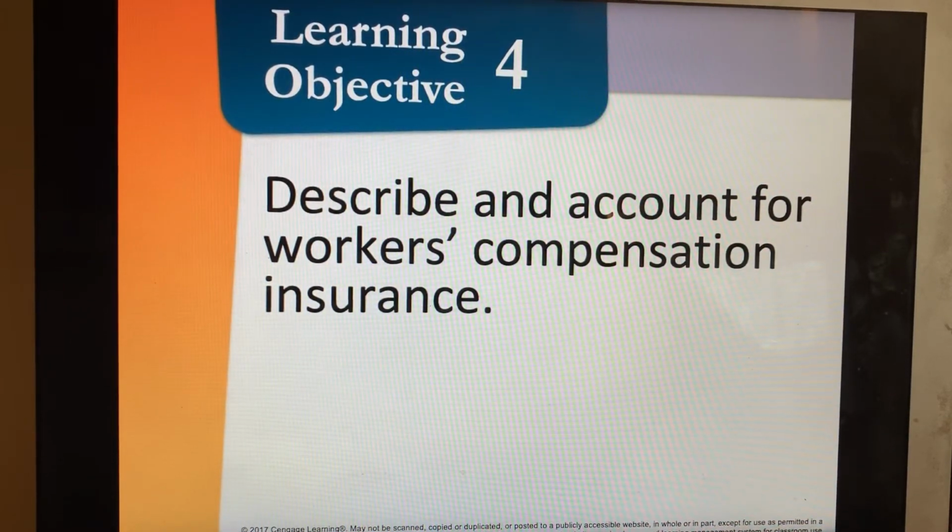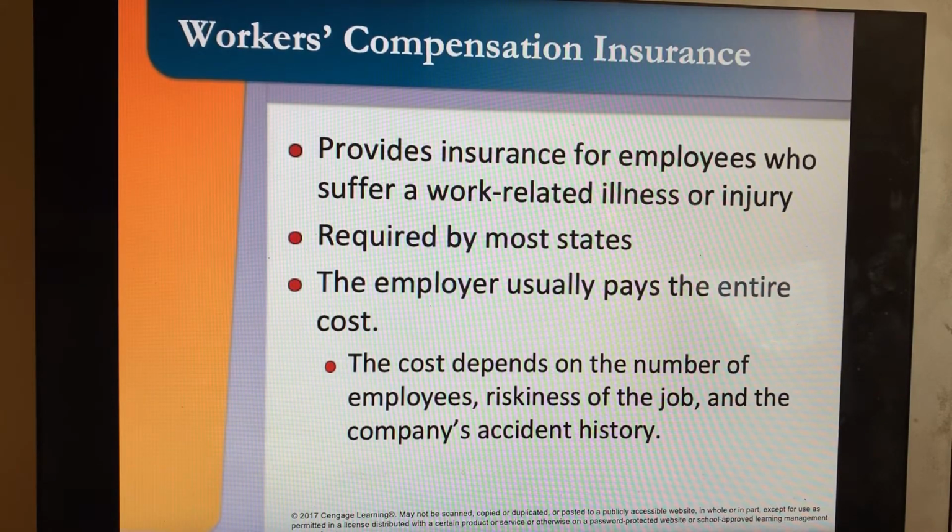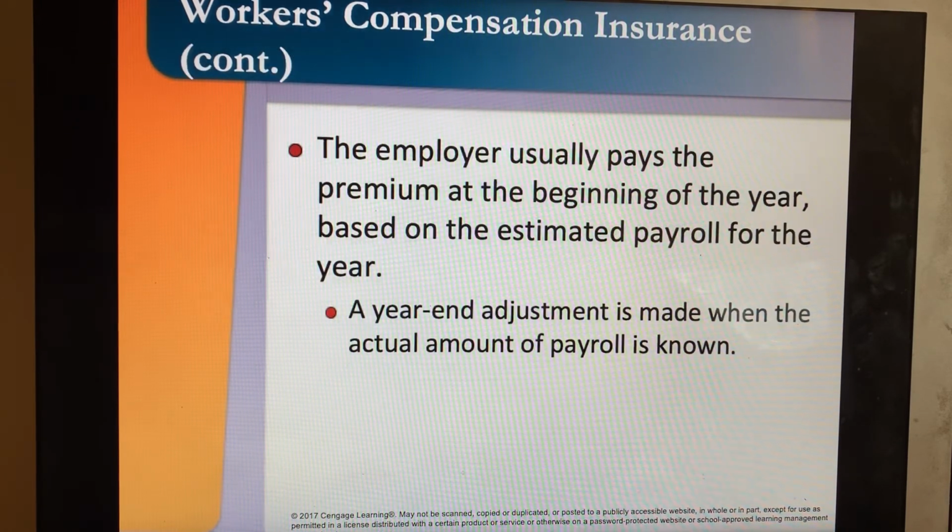So objective 4, describe and account for workers' compensation insurance. It provides insurance for employees who suffer any work-related illness or injury, required by most states. The employer usually pays the entire cost. The cost depends on the number of employees, riskiness of the job, and the company's accident history. The employer usually pays the premium at the beginning of the year based on the estimated payroll for the year. The year-end adjustment is made when the actual amount of payroll is known.